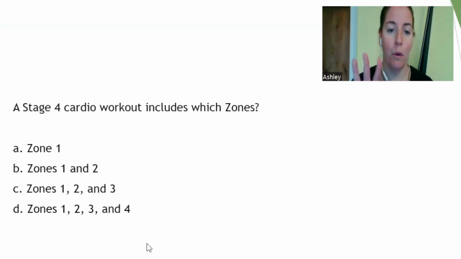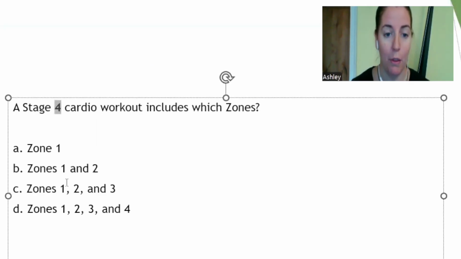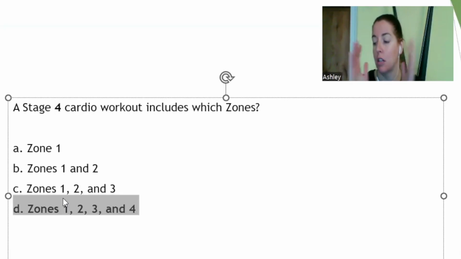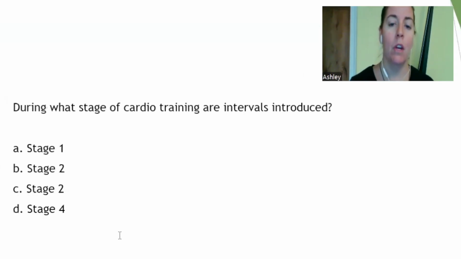A stage 4 cardio workout includes which zones? Remember, the stage number tells us how many zones are in it. So if it said stage 1, zone 1. Stage 2, zones 1 and 2. Stage 3, 1, 2, 3. And here, stage 4 is going to be 1 through 4. So the stages are just going up and down between the zones. What zones are available to include in that workout?